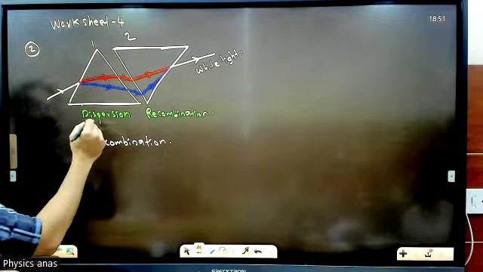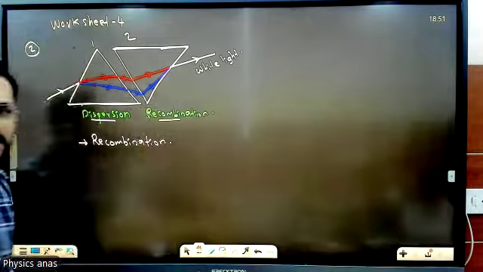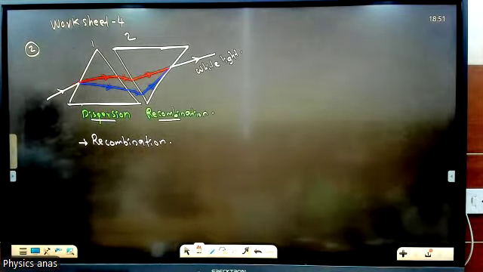So this is it. In the first prism, dispersion happens. In the second prism, recombination happens. Okay now? Okay.